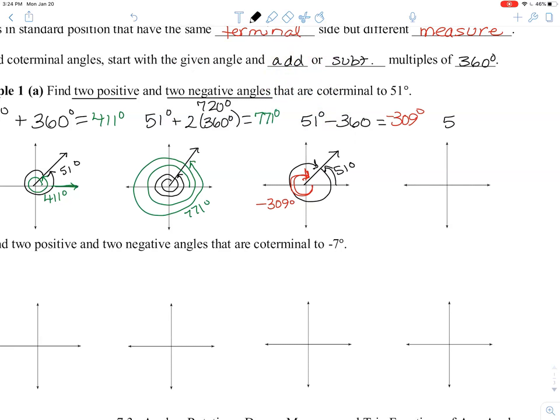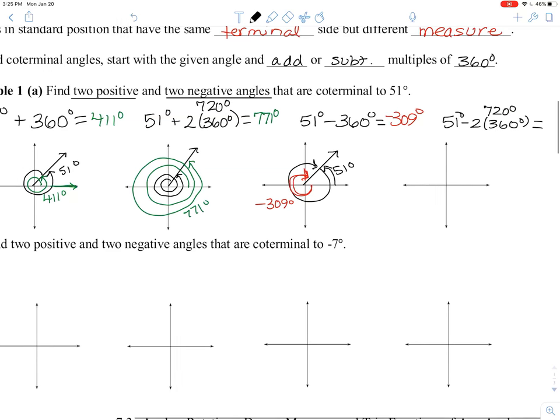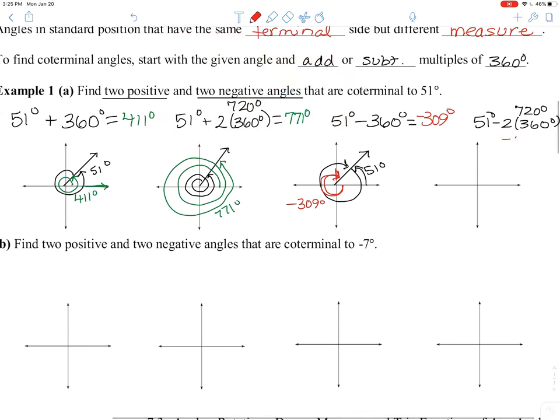All right, last one here. We'll go a little faster. We've got 51. Now we're going to do another full revolution of 360 degrees, so that would be minus 720 degrees, which would give us a total of, get my red pen, negative 669 degrees. So we have our 51 degree angle here, and then we go backwards to here. Our measure would be negative 669 degrees.